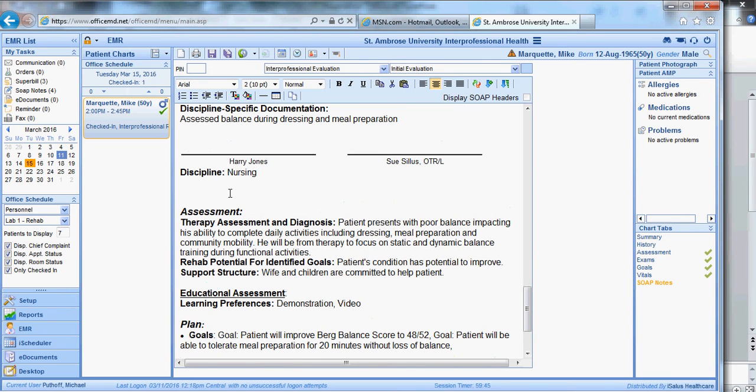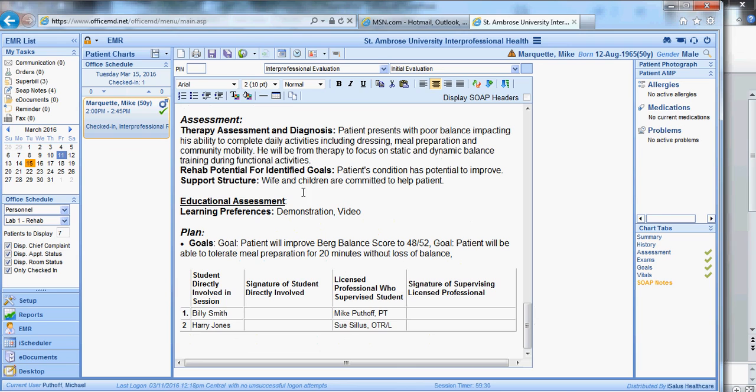We did type nursing in. We didn't put a note. If we would put names there, those lines would have appeared. Here's our assessment, our plan, our goals are also here, as you see. It would be nice if they were on separate lines, but they're all kind of merged together. And then you see the signatures right there.